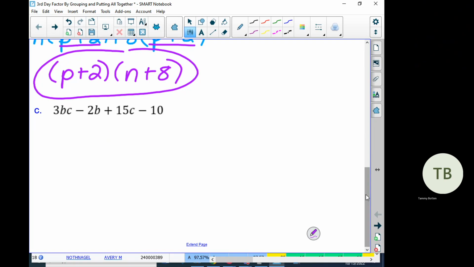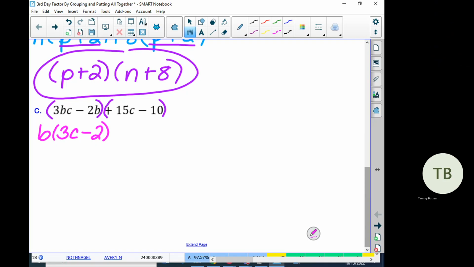So now if we look at C, I'm grouping those two and I'm grouping these two all the time. I look at what do I take out of there? I'm going to take out a B. And I think, what do I need? B times what gives me 3BC? That would be a 3 and a C. And then minus B times what gives me a negative 2B? That's 2. Okay. And then I have to take something out of this.